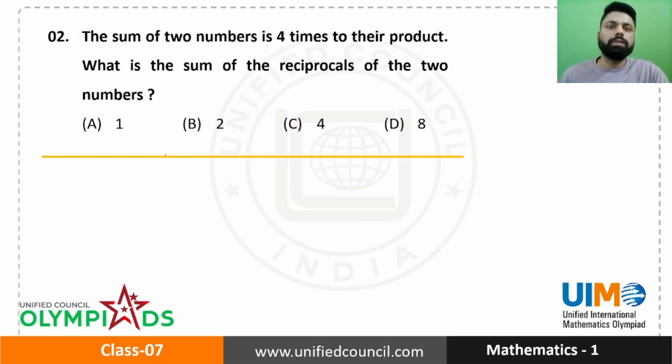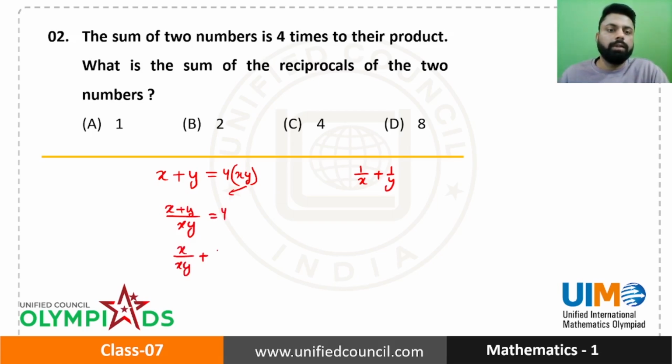Next one, the sum of two numbers is 4 times their product. Let us assume that the numbers are x and y. We need to find the sum of the reciprocals of the two numbers, that is 1 upon x plus 1 upon y. Taking xy on the left hand side, this is (x plus y) upon xy, which is equal to 4. This is x upon xy plus y upon yx, equal to 4. This will get cancelled out, so 1 upon x plus 1 upon y is equal to 4. C option is the correct answer.